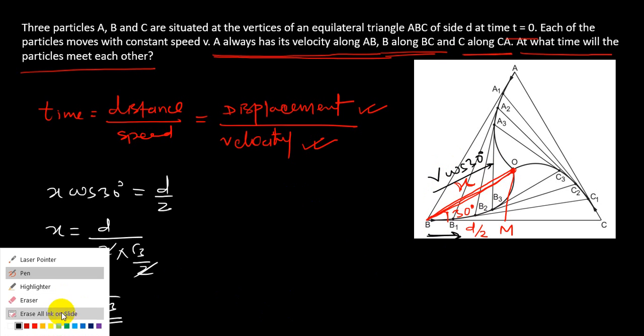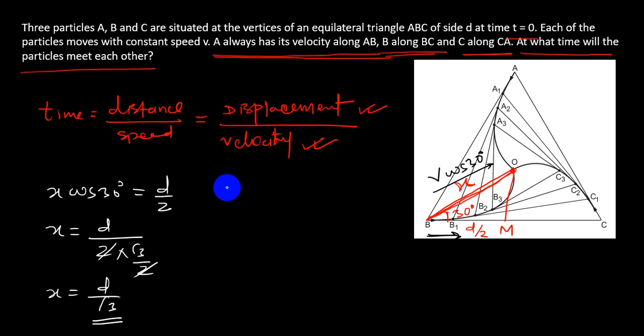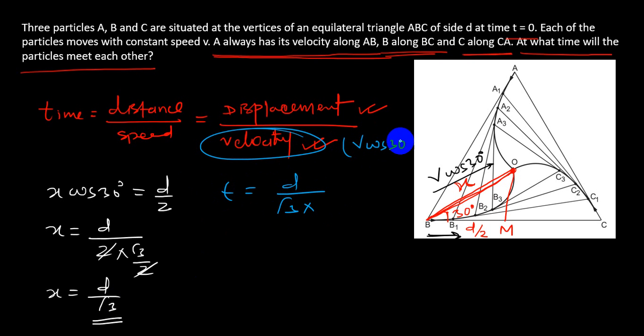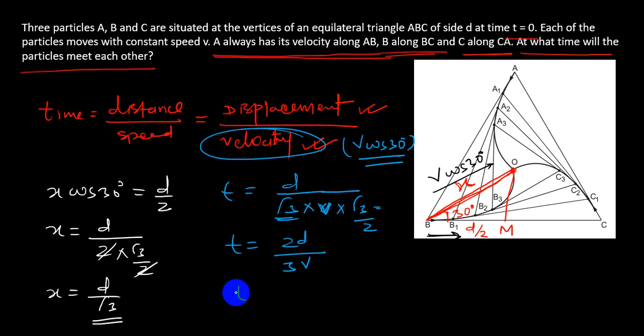So if I'm going to use this to get the time, the time is going to be d by root 3 divided by velocity. So what is the velocity that we got? Velocity we got is v cos of 30 degrees, right? So that I have to use here now. So it is v into cosine of 30 degrees, which is root 3 by 2. So the time is going to be, this 2 will shift up, so 2d by root 3 into root 3 becomes 3, that times v. So the time that we got is 2d by 3v.